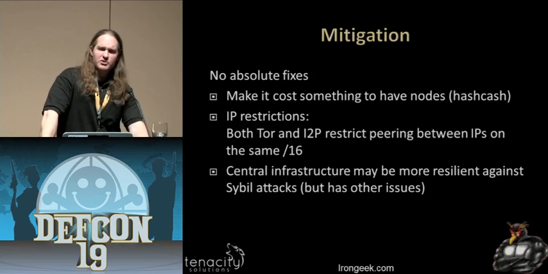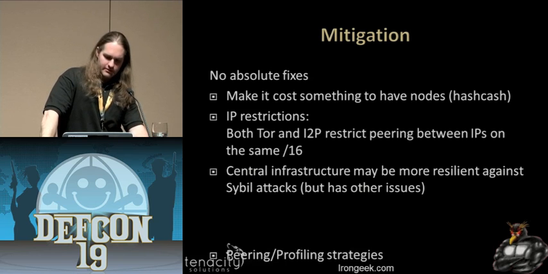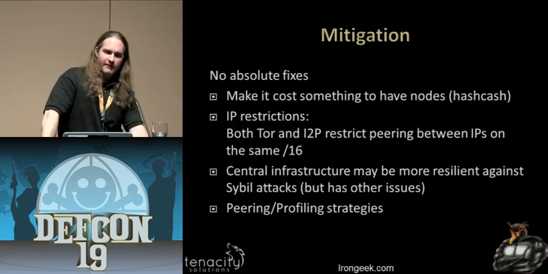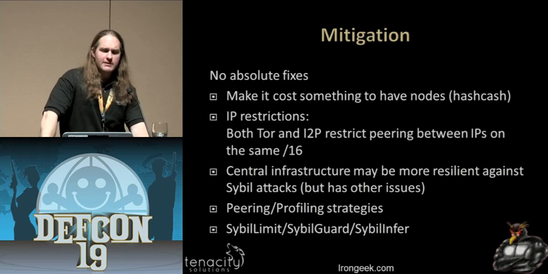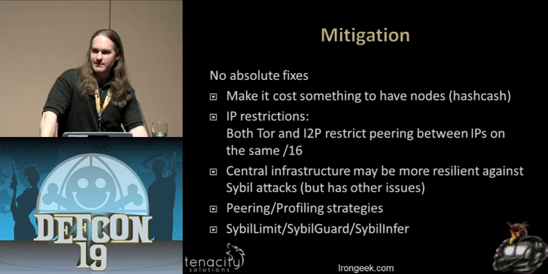Also, central infrastructure may be somewhat more resilient to Sybil attacks, though, as I discussed earlier, it has its own issues. And hopefully, better peering and profiling strategies might help to spot bad actors in a network. There have also been some ideas put forth, like Sybil limit, Sybil guard, and Sybil identifier, which try to rely on real-life social networks to decide, as I understand it, whether or not you should peer with somebody.